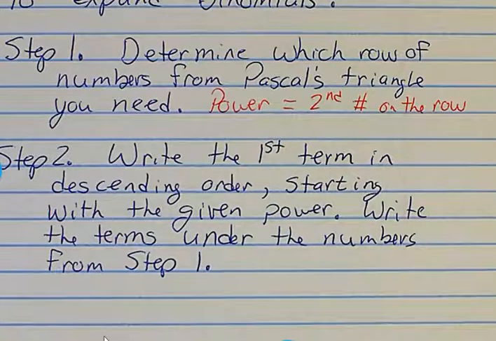So if they told us to expand x plus 2 to the 5th power, you would start with x to the 5th power, and then you would walk it down to x to the 4th, x to the 3rd, x to the 2nd, and then just keep walking it down.